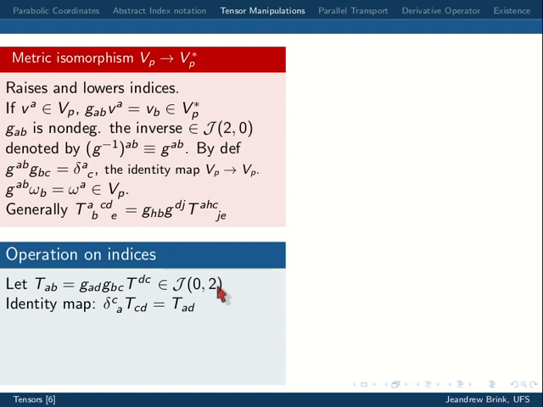Another very useful operation on the indexes is this identity map. Suppose you have delta^C_A, and this delta, the identity map, always has one index up and one index down. And so that basically means call whatever C was A. So then you have T_AB.